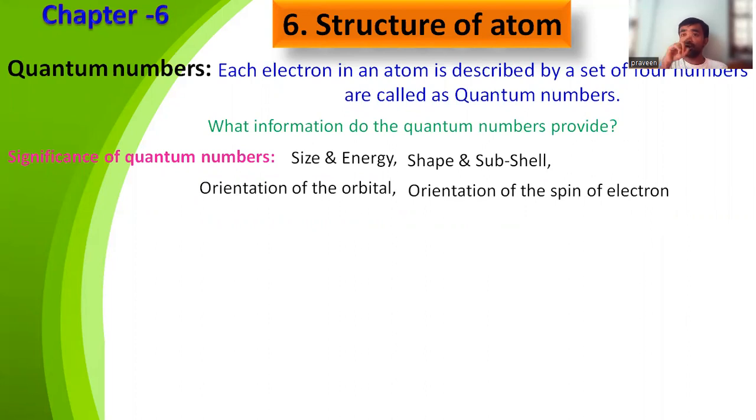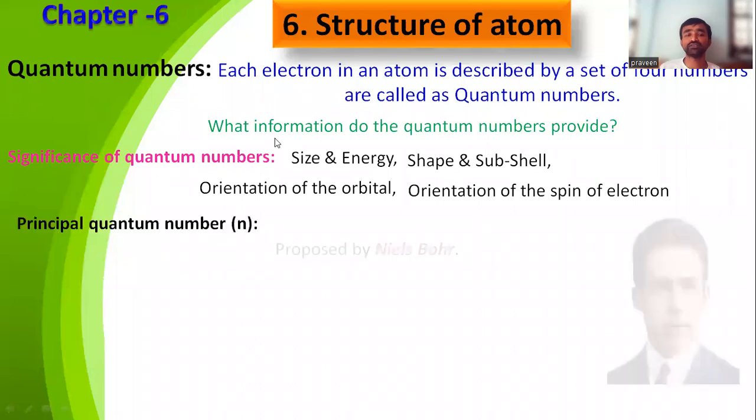Spinning means moving around itself, called rotation, right? As you spin a ball or spin a notebook on your finger, like that, electrons also move around the nucleus while moving around themselves. As the earth moves around itself and around the sun, electrons also move around themselves, called spin, and around the nucleus. So both are there.